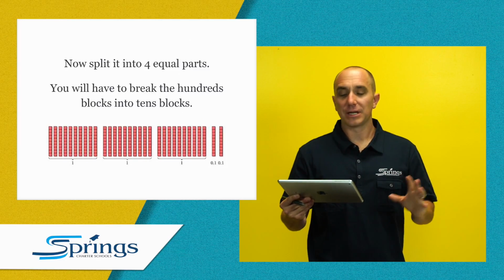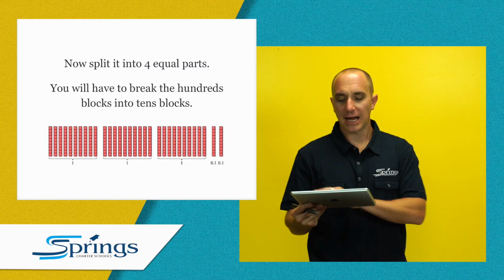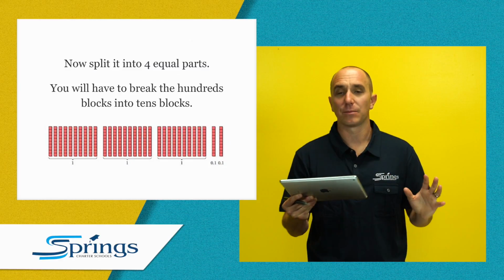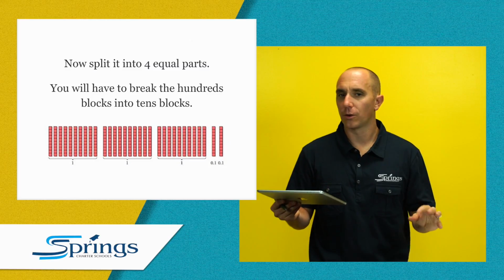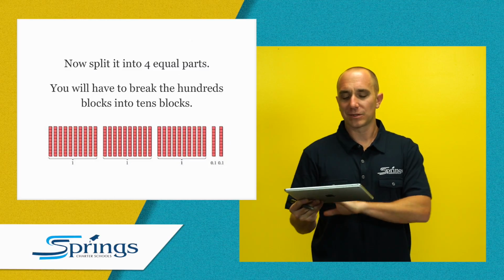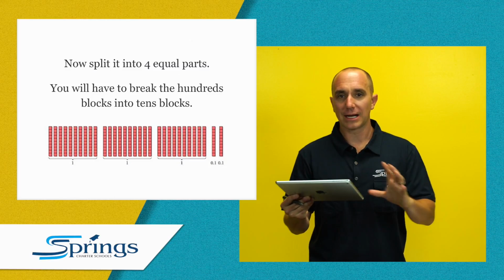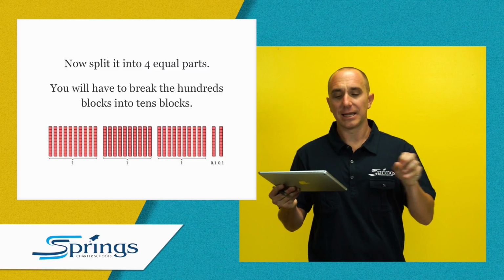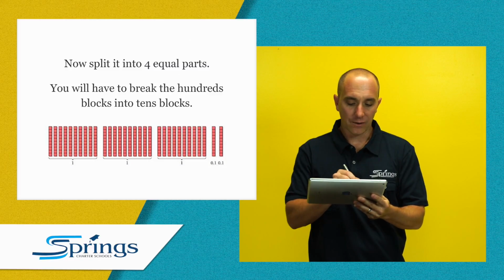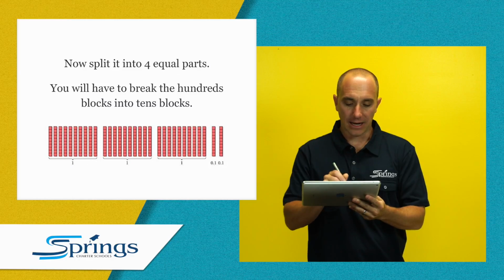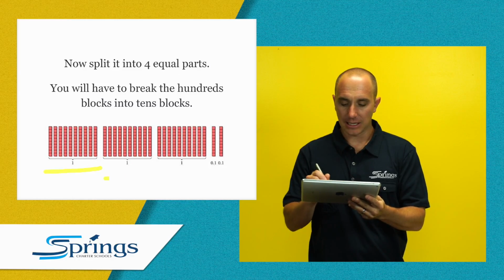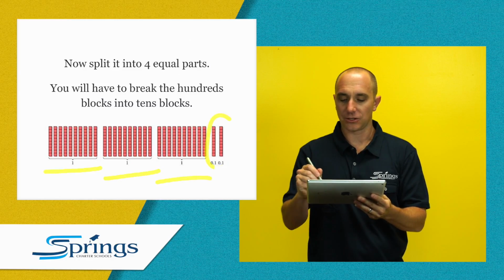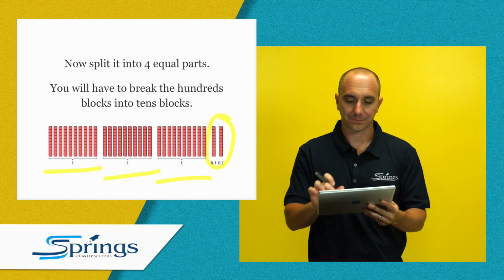So now I'm going to split it into 4 equal parts. You're going to have to break the wholes into 10 blocks first, because it's not like before where it fit perfectly. This one's not going to be quite so easy. So I have to break up all of those wholes into 10/10s. You can see here where I had 1 whole, I now have 10/10s, 10/10s, 10/10s, and then I have my 2/10s just hanging out just like before.